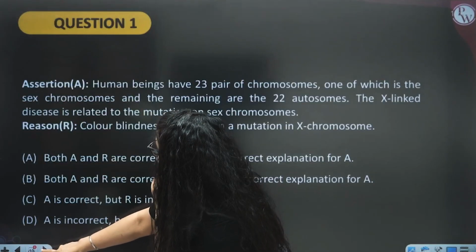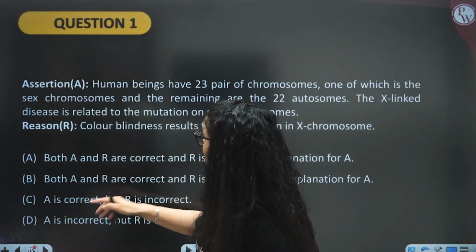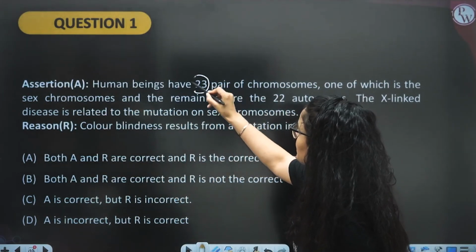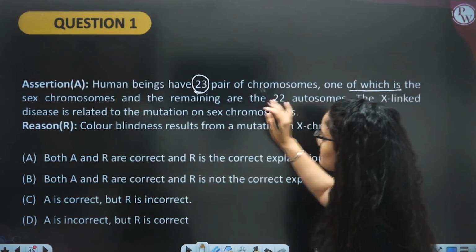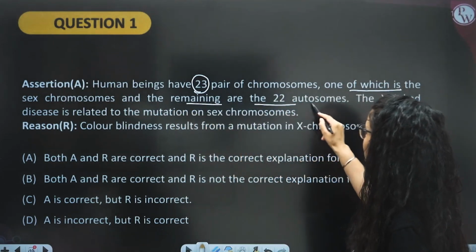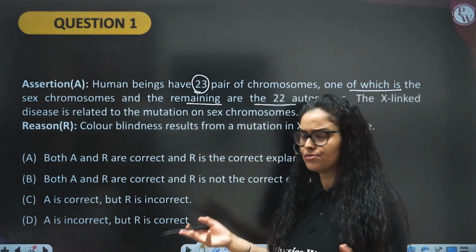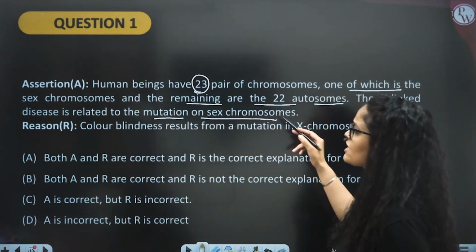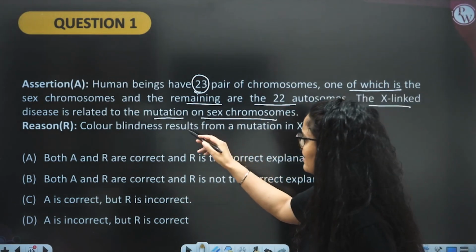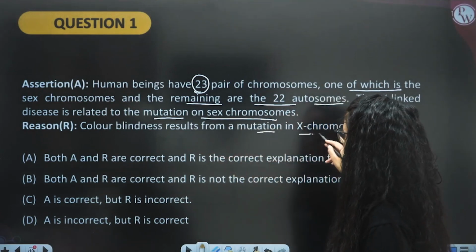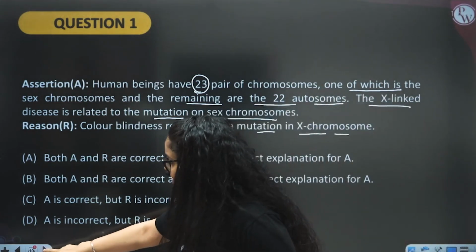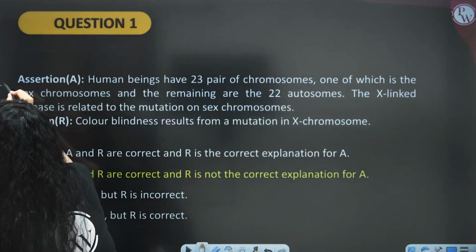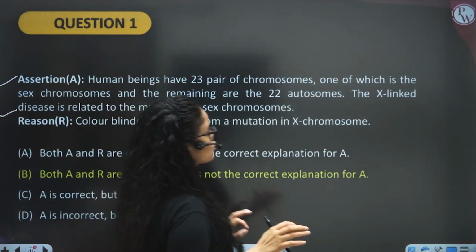So let's see. This is question number 1. Human beings have 23 pairs of chromosomes, one of which is the sex chromosome and the remaining are 22 autosomes. Very true. The X-linked disease is related to mutation on sex chromosomes. Very true. And color blindness results from a mutation in the X chromosome. So when we see this type of question, we know that both the statements are true. Assertion is also true and reason is also true.